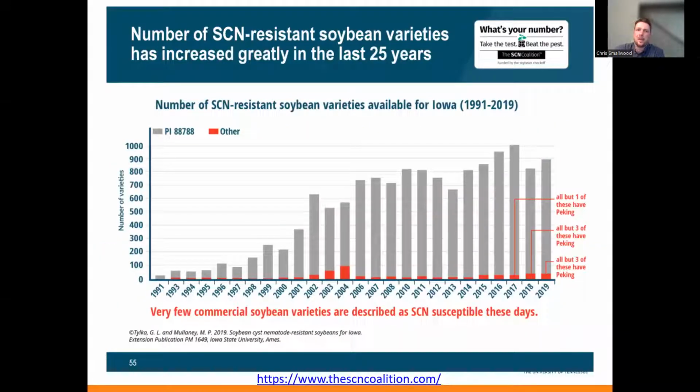So this graphic shows the number of soybean cyst nematode resistant varieties that were available in Iowa in the years 1991 through 2019. And you can see this number increased dramatically over time from very few in 1991 up to many hundred, even up to 1,000 in 2017. The takeaway from this slide is that of all the options available, many hundreds, almost exclusively the resistance is derived from one source, which is PI88788. And there are a few other sources, but usually these are Peking. And so there's really not a lot of options available in commercially available soybean lines for resistance.